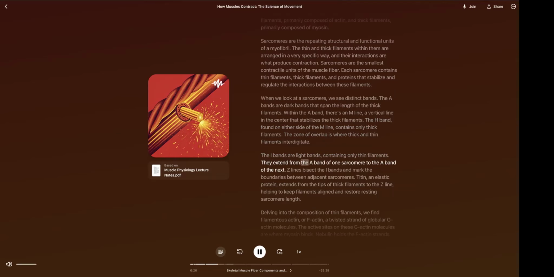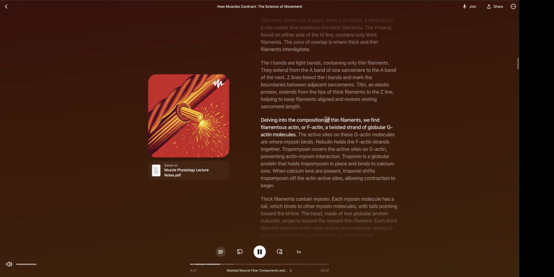They extend from the A band of one sarcomere to the A band of the next sarcomere. Z lines bisect the I bands and mark the boundaries between adjacent sarcomeres. Titin, an elastic protein, extends from the tips of thick filaments to the Z line, helping to keep filaments aligned and restore resting sarcomere length.